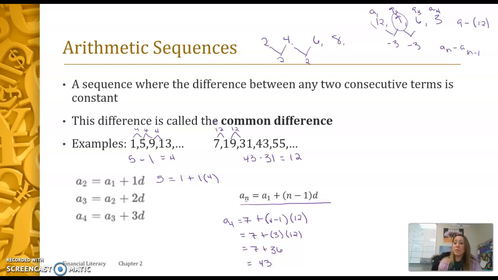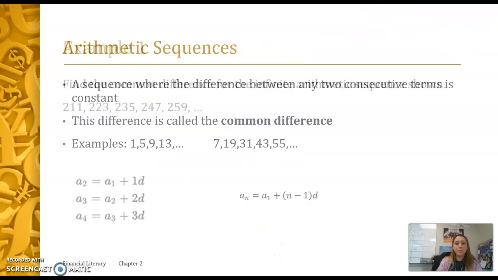So that works. That is just to show you. We were looking for 43 and we got 43. So make sure you get this in your notes.